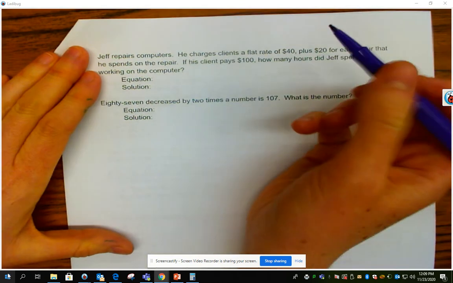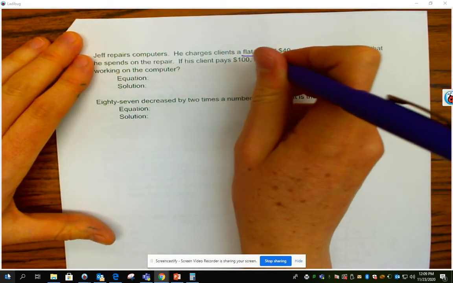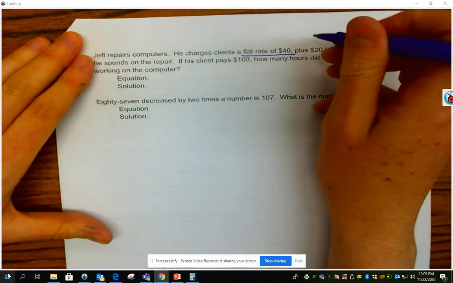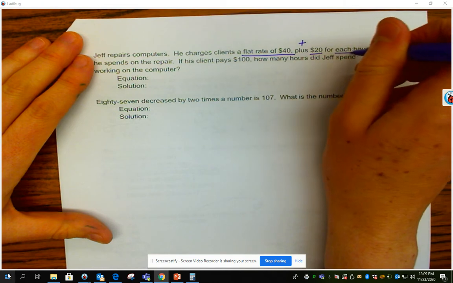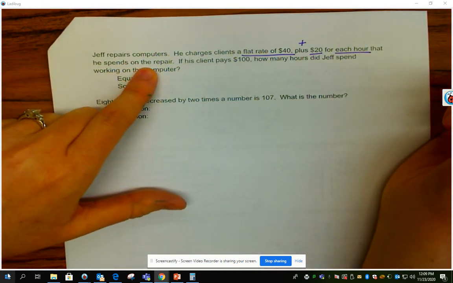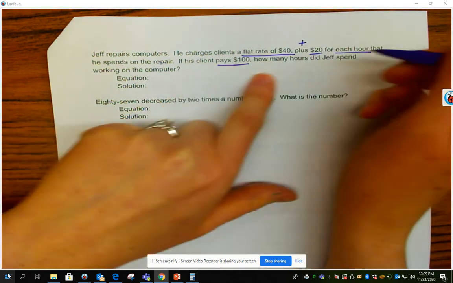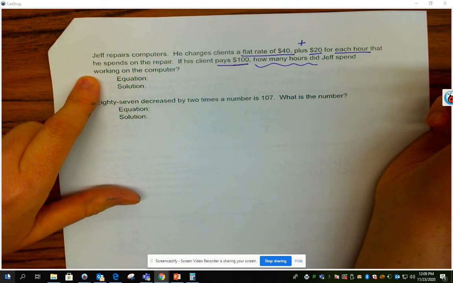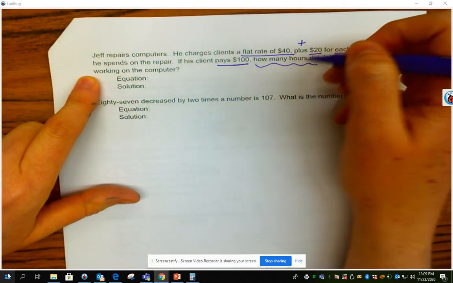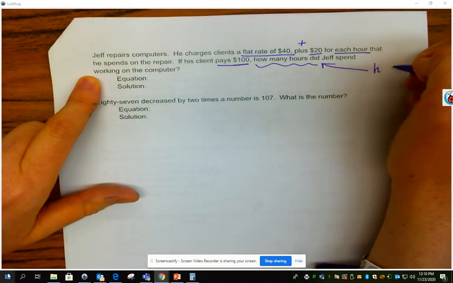So it says Jeff repairs computers. He charges clients a flat rate of $40 plus, thinking addition, $20 for each hour that he spends on the repair. If his client pays $100, how many hours did Jeff spend working on the computer? Remember, the question is our variable. How many hours is what we want to know. So let's call that H for hours.